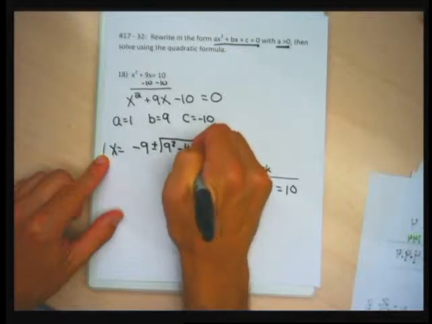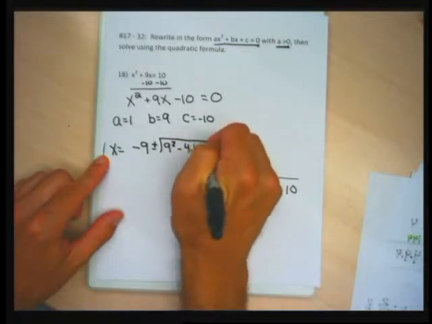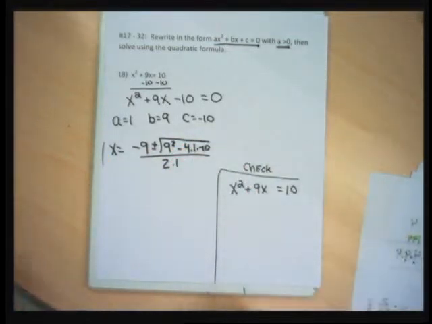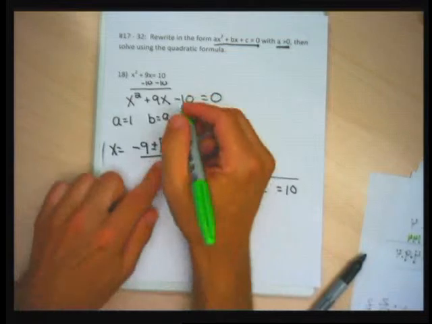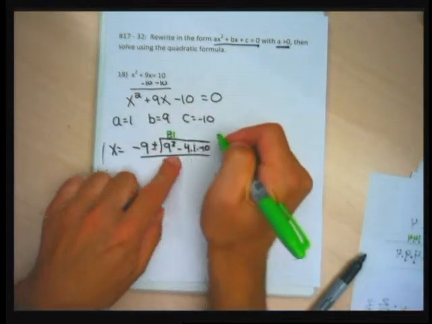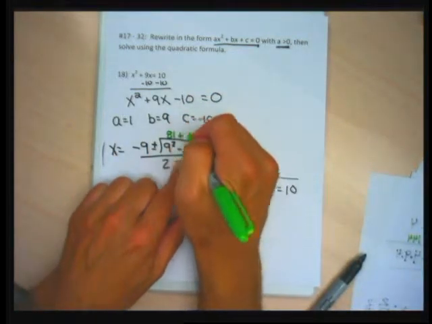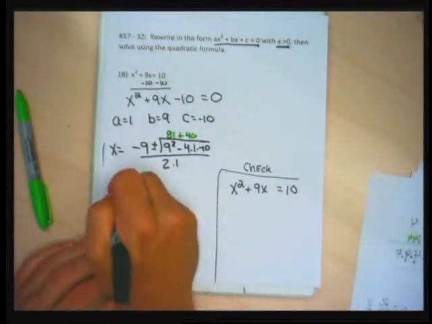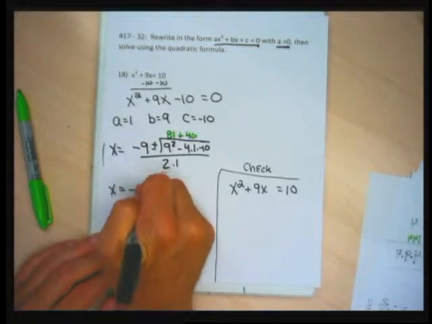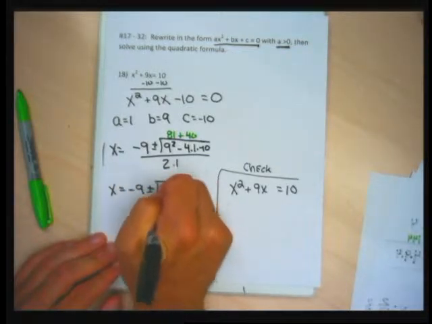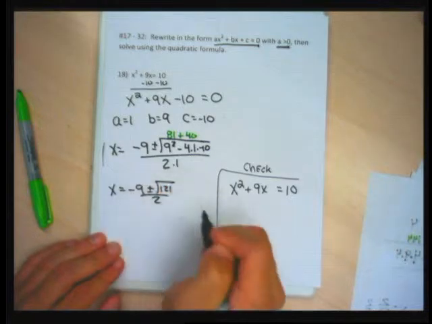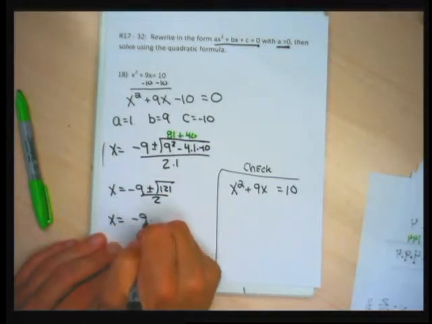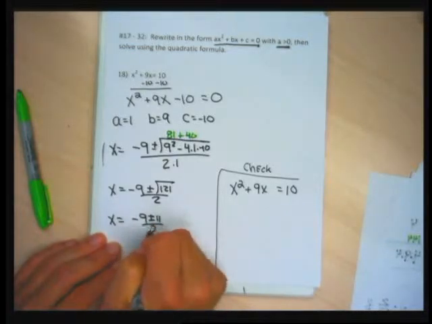Minus 4 times a times c, which is 4 times 1 times negative 10, over 2a, which is 2 times 1. I'll do it by hand and then I'll use my calculator. 9 squared is 81. I have a double negative here, so I get a plus. 4 times 1 times 10 is 40. Under the radical, I'm going to get 121. So this is going to be x equals negative 9 plus or minus the square root of 121 over 2. Square root of 121 is 11, so I get x equals negative 9 plus or minus 11 over 2.